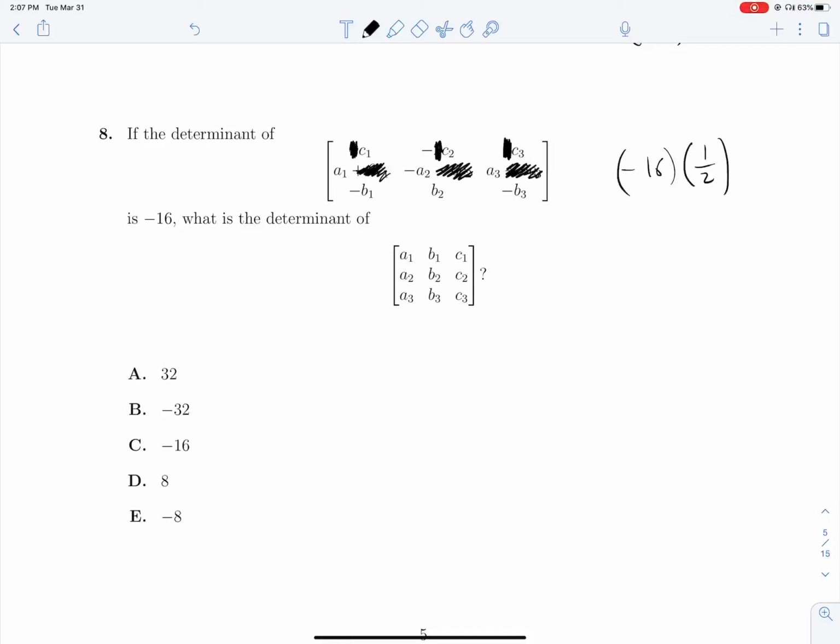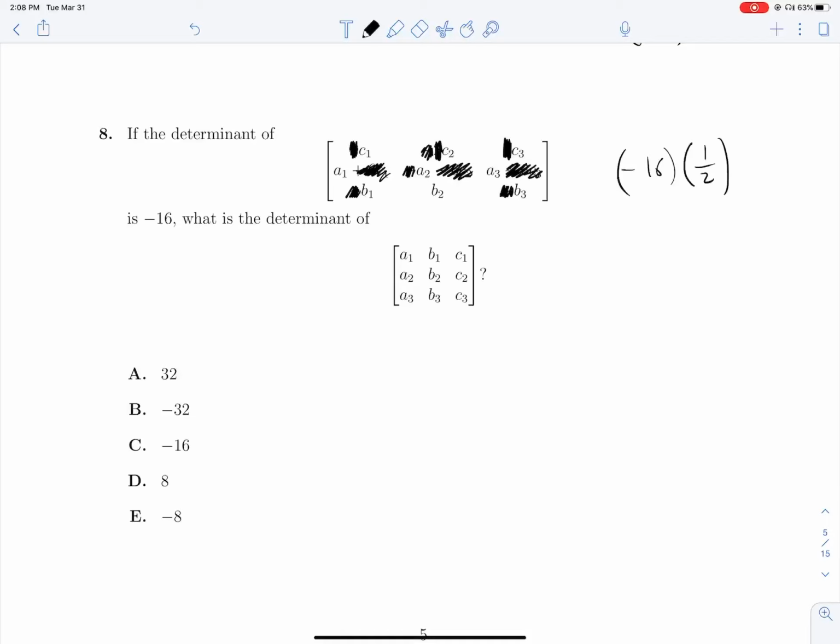Next, we see that a column and a row have been multiplied by -1, as in this column right here, that row right there, and this column right here. And so overall, that will multiply our determinant by -1 twice to get rid of those. And so overall, nothing actually happens as a result of that.